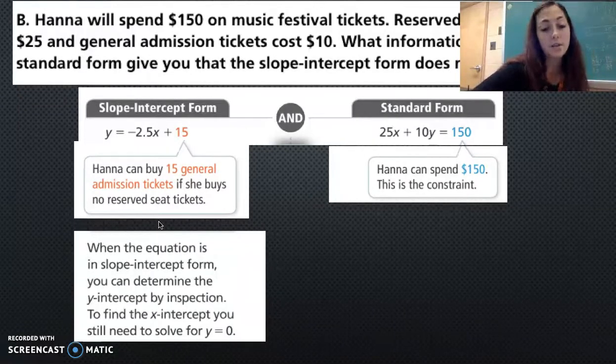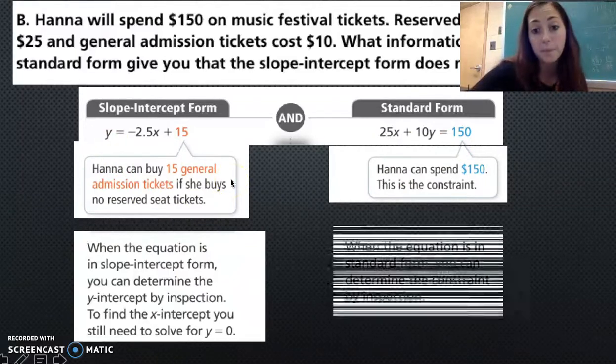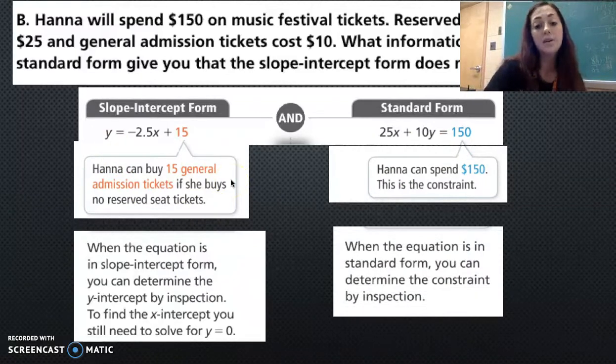To find the x-intercept, to find how many reserved, you would have to plug in a 0 for y. And that's tricky when it's in slope-intercept form like that one. When the equation is in standard form, it's super easy to find both the x and the y-intercept, and I'm going to show you that right now.